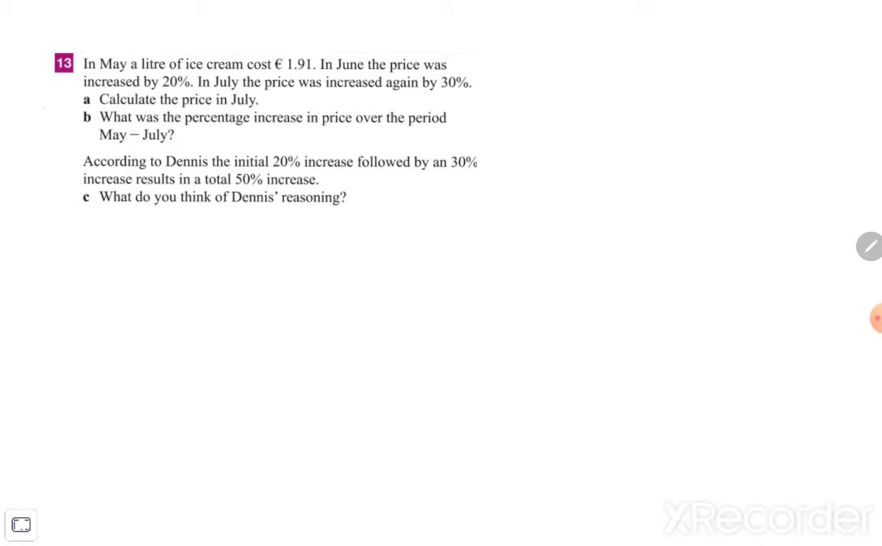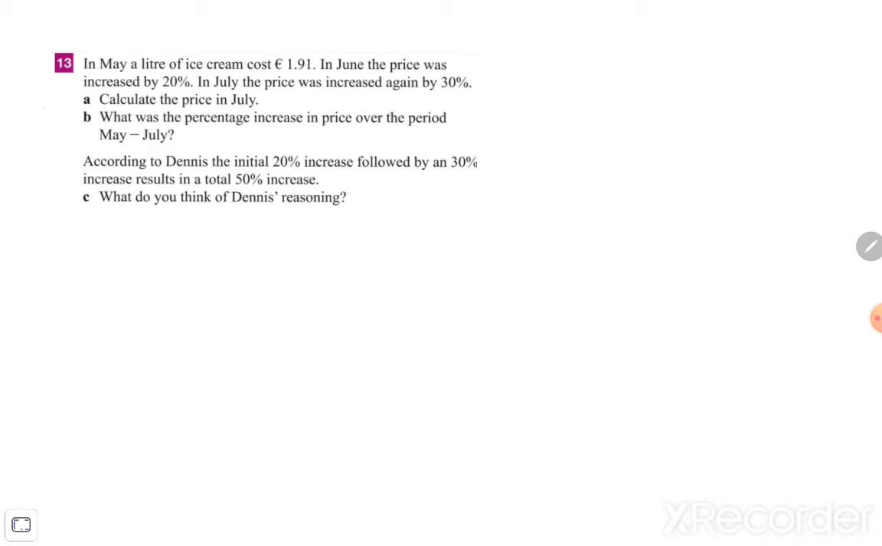Here is an explanation about exercise 13, and some of you had some questions about exercise C, but let me just look at exercise A and B before we do exercise C. They just say that in May a liter of ice cream cost €1.91. In June, the price was increased by 20%. In July, the price was increased again by 30%. Calculate the price in July.